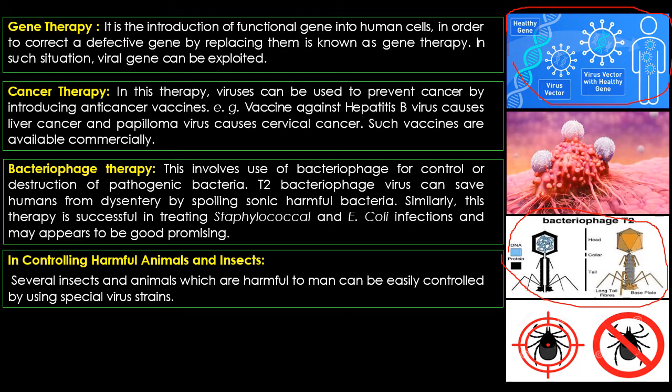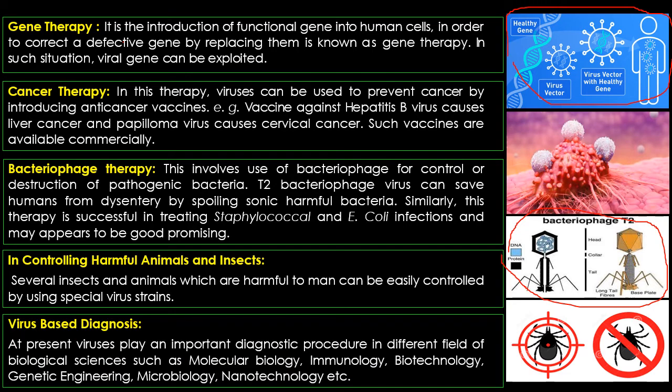Then the next important useful activity is that these viruses are used in controlling harmful animals and insects. Several insects and animals which are harmful to man can be easily controlled by using special virus strains. Then virus-based diagnosis. At present, viruses play an important role as a diagnostic procedure in different fields of biological sciences such as molecular biology, immunology, biotechnology, genetic engineering, microbiology, nanotechnology, etc. There are many more branches in which viruses are used for diagnosis.